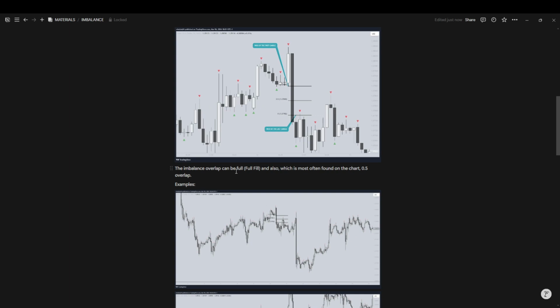The imbalance overlap can be a full fulfillment and also, which is most often found on the chart, a 0.5 overlap. It means that sometimes price could just test the imbalance by a few pips and still show a reaction, but sometimes a few pips is not enough for the price to cover the imbalance. So the best example of covering the imbalance by the price is fulfillment, when price covers the full area of our imbalance. But still 0.5 is always enough, really.